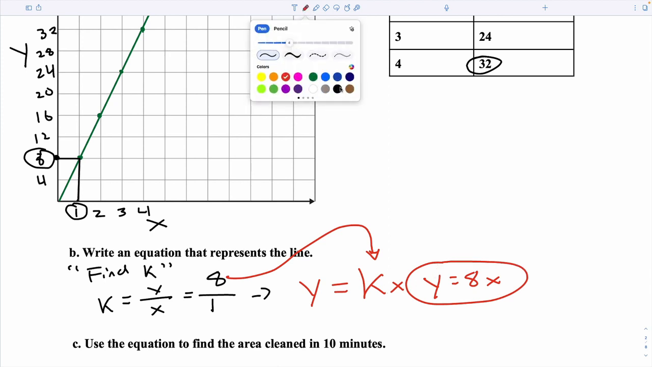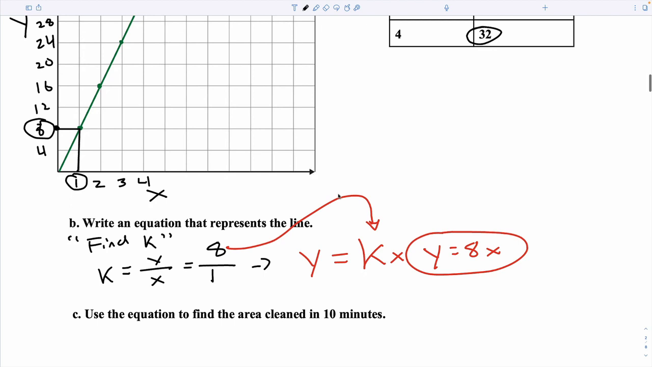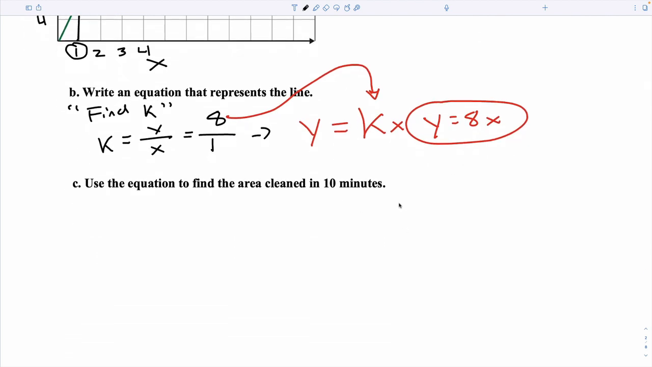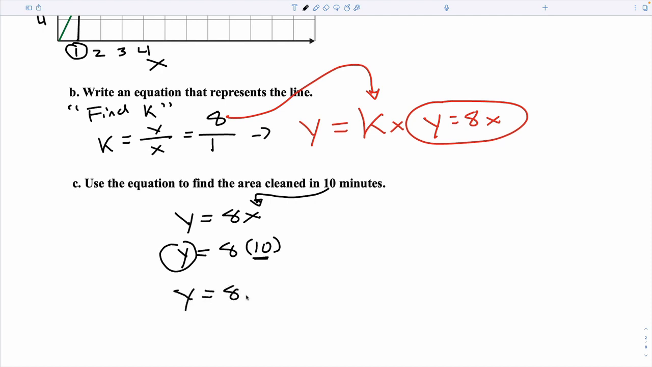Using that equation, you can find a lot of cool things. They want us to know the area cleaned in 10 minutes. Well, if you know that they have an equation that works for this, that's y equals 8x, your minutes is the x value. So let's use 10 and plug in that for x. What area do you clean in 10 minutes? Y equals 80 square feet.